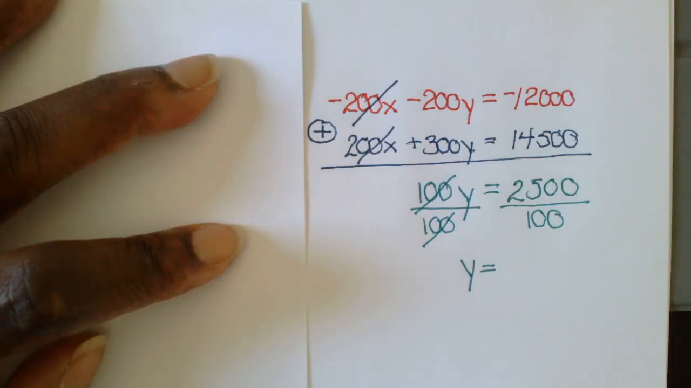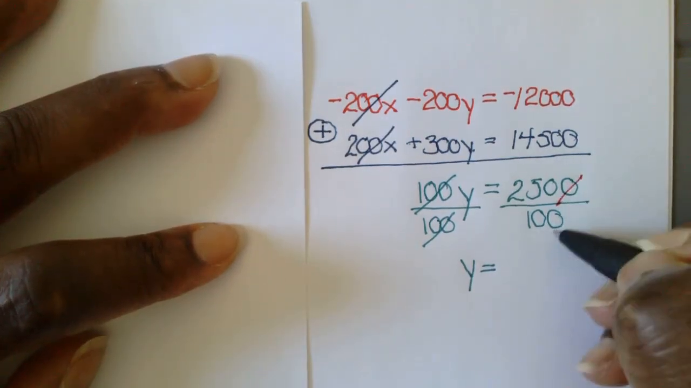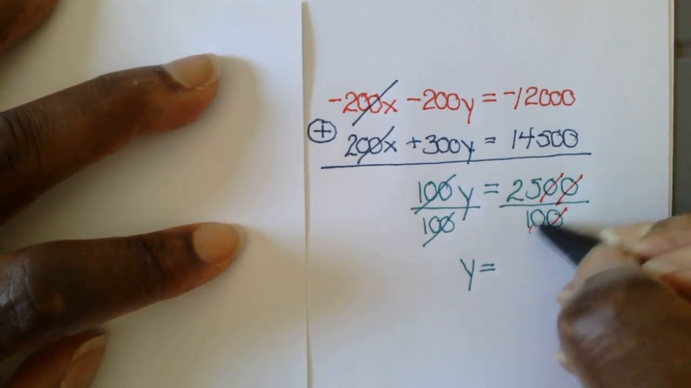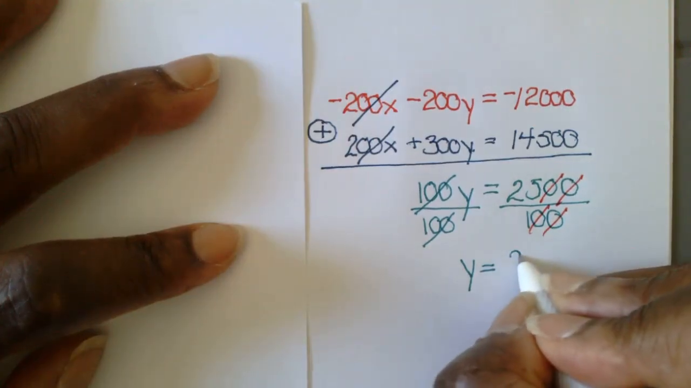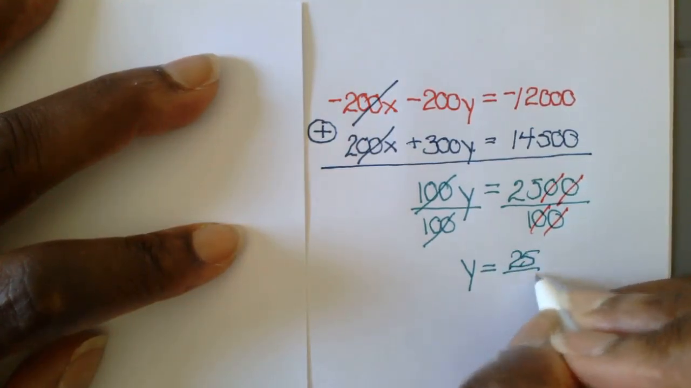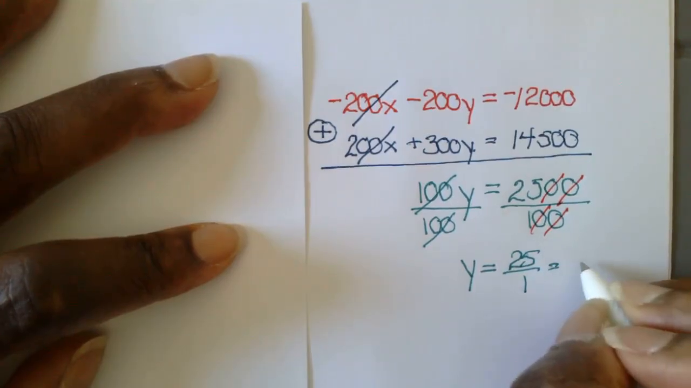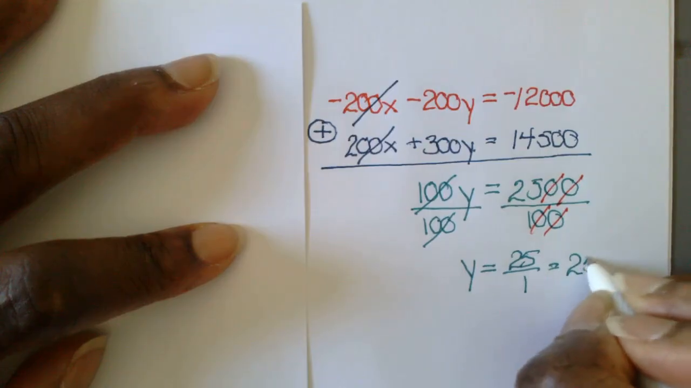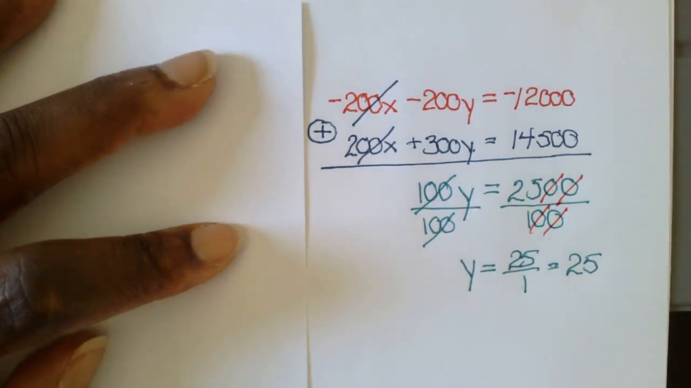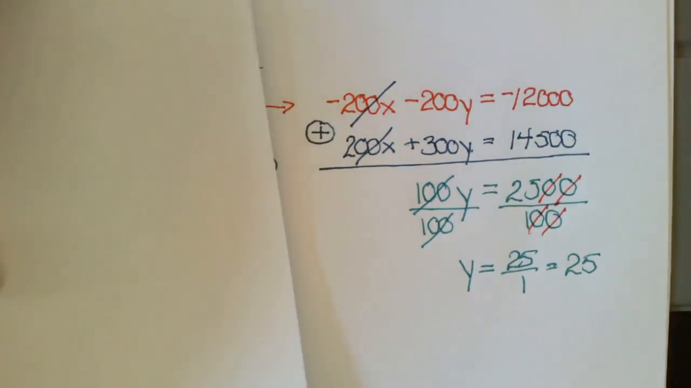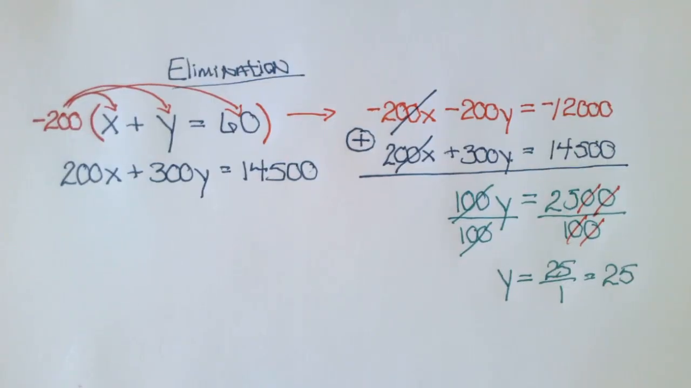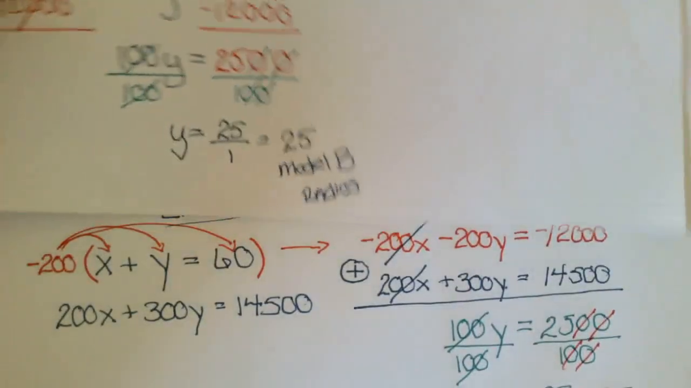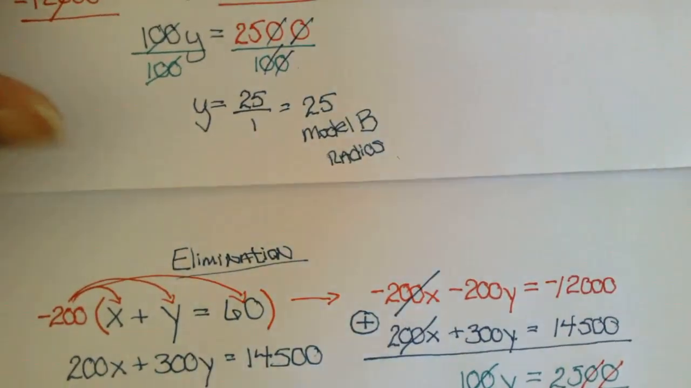So now, here we go. We can cancel out one set of zeros. We can cancel out another set of zeros. So what remains is 25 over 1, which can be simplified to 25. Okay, so this is called elimination. And depending on when you got here, we basically got the same answers.